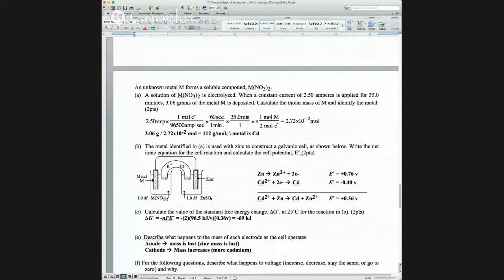Much better. So a solution of this unknown metal nitrate is electrolyzed when a constant current of 2.5 amps is applied for 35 minutes. 3.06 grams of the metal M is deposited. Calculate the molar mass of M and identify the metal. So I'm going to guess you must have seen some sort of error in this because it looks pretty well explained. Well, we'll go through it.